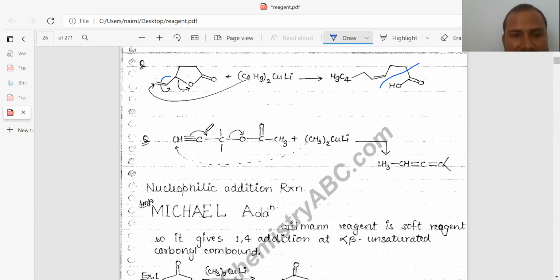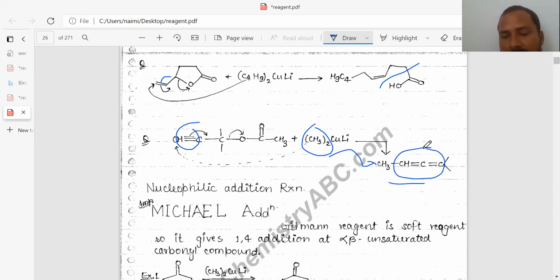Similarly, there is a multiple bond, a triple bond, present, and the attack occurs on this position, and it acts as a leaving group. So the product will be formed here, this one. Cumulative double bonds are formed here. Another CH3 motif is added here, and it is released by the Gilman reagent. So these are the cumulative double bonds.